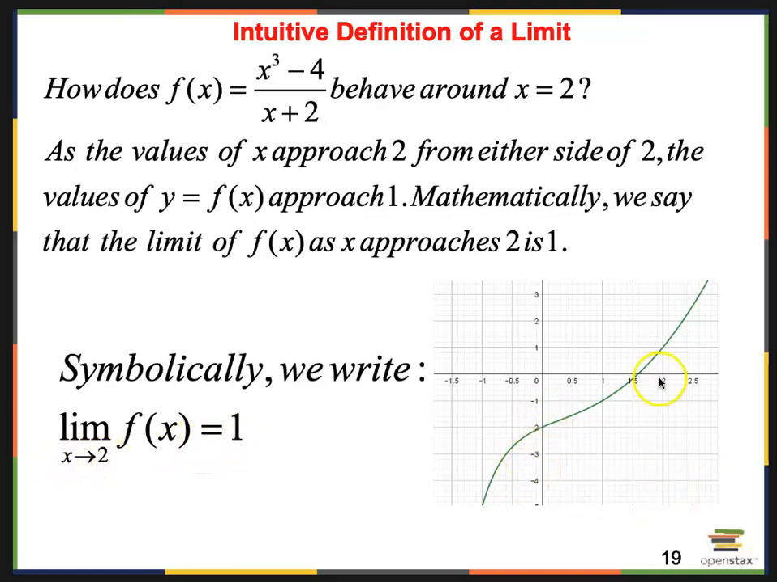And if we look at our graph here, so here's 2. As x is approaching 2 from the left, and x approaching 2 from the right, what y value are we getting to? And as you can see, it is 1. So again, we're approaching from the left, approaching from the right, and they both go to 1 when we get to 2.